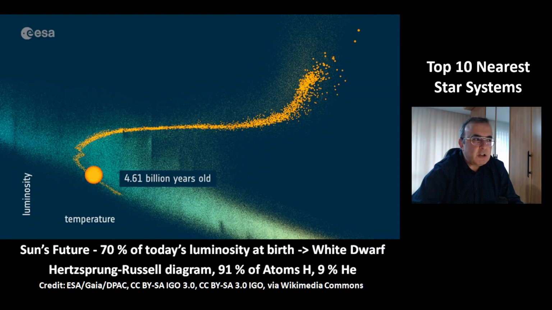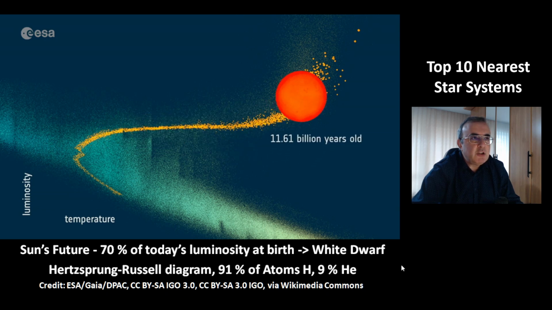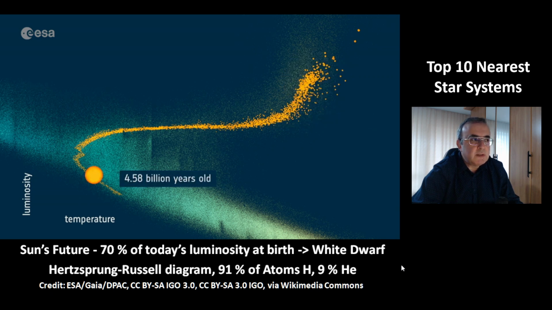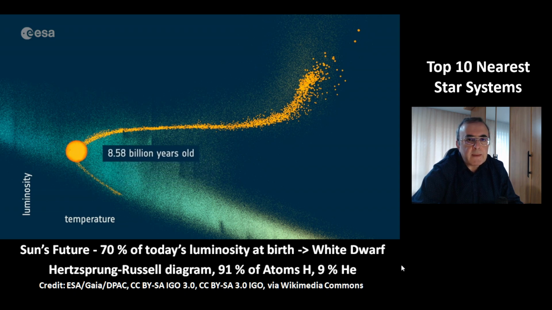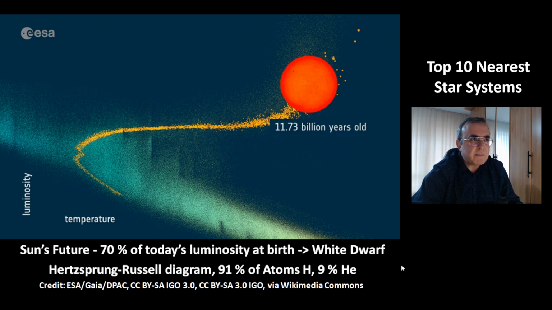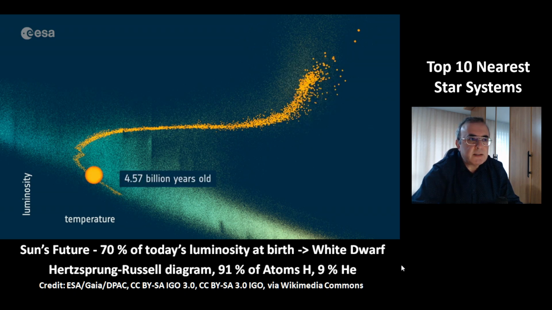This is a picture of the Hertzsprung-Russell diagram. The x-axis is temperature, y-axis is luminosity. This is animation of a part of this diagram. It shows where all the star types are, and it shows the future of the Sun. At her birth, the Sun had about 70% of today's luminosity. Every 100 million years, the luminosity goes up by about 1%. And this is what it will look like in 12 billion years.